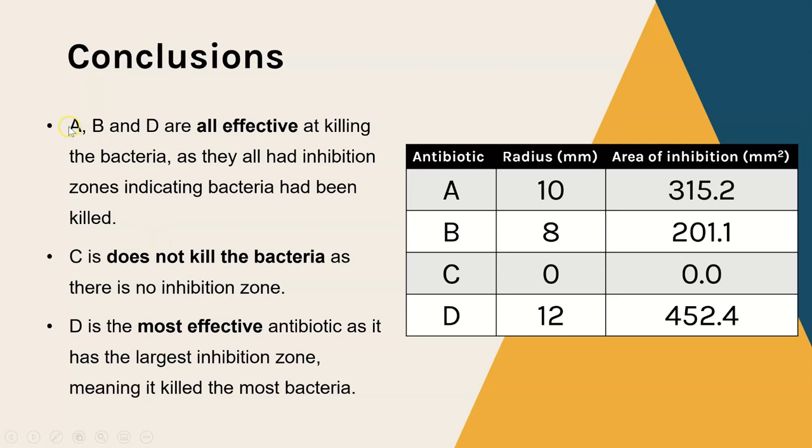So one conclusion could be that A, B and D are all effective at killing this particular bacteria. The explanation is because they all had inhibition zones, and that indicates that they had killed bacteria. Another conclusion is that antibiotic C does not kill the bacteria, and the reason we know that, this is our explanation, is because there was no inhibition zone around it. Finally, we could have the conclusion that D is the most effective antibiotic out of these four at killing this particular bacteria. And the explanation is it had the largest inhibition zone, which means it had killed the most bacteria.